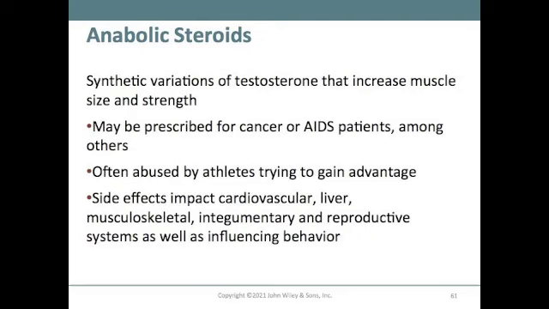Anabolic steroids, page 334. Synthetic variations of testosterone that increase muscle size and strength may be prescribed for cancer or AIDS patients, among others. Sometimes athletes will abuse those in order to gain an advantage. They have side effects which impact the cardiovascular system, the liver, the musculoskeletal system, the integumentary and reproductive systems, as well as influencing your behavior.